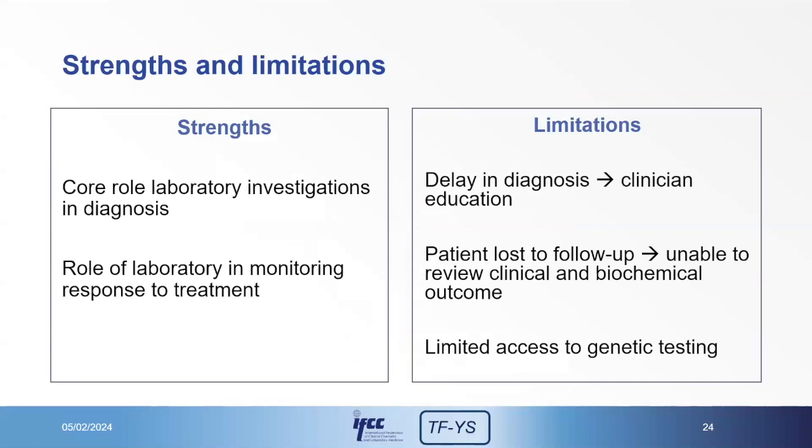So the strengths of this case highlight the core role of the laboratory and the investigations performed in the diagnosis in this patient, as well as the role the laboratory plays in monitoring response to treatment. Limitations, unfortunately, are the initial delay in diagnosis, where the lab can play a role in clinician education on patients presenting with this clinical syndrome. Secondly, the patient was lost to follow-up, so we are unable to review the clinical and biochemical outcome. And lastly, as mentioned, the limited access we have to genetic testing in the public sector.